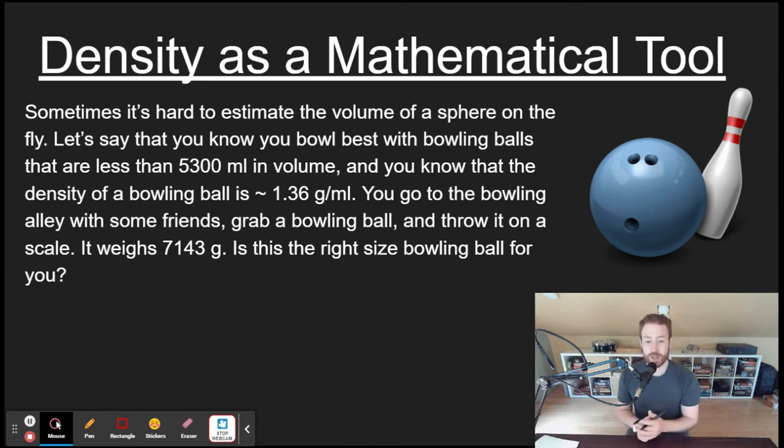Let's say that you also know that the density of bowling balls is usually around 1.36 grams per milliliter. Again, why you would know that, I don't know, but I wrote this question, so we're going to keep going with it. So you go to the bowling alley with some friends. You grab a bowling ball off of the shelf and you put it on a scale, and it weighs 7,143 grams. Based on what you know about density, is this the right volume of bowling ball for you?